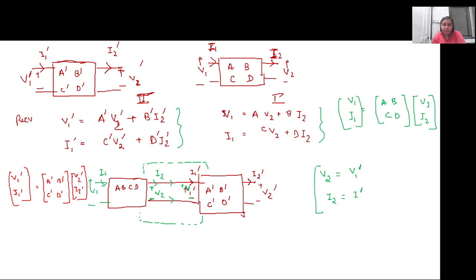So for the final case, when the two networks are cascaded, what I want is the voltage V1 and I1 in terms of V2 dash and I2 dash, right? The equations are in the form of V1 and I1, which are the sending end voltage from here, in terms of the final receiving end voltage that are here. So some parameter into V2 dash plus some parameter into I2 dash. Similarly, some parameter into V2 dash and some parameter into I2 dash. This is how I want the equation to be.